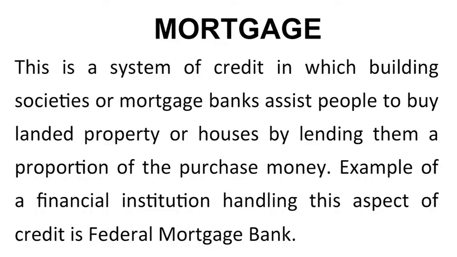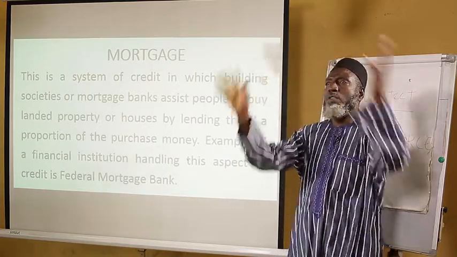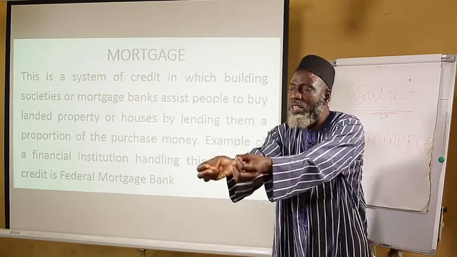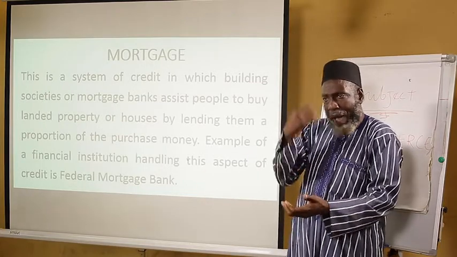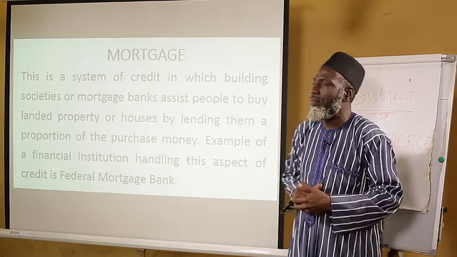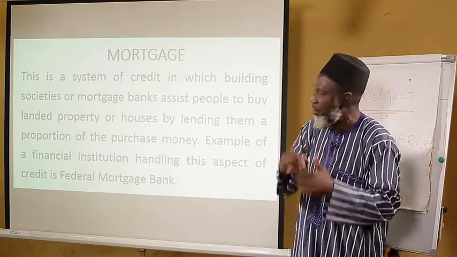What do we understand by a mortgage? This is a system of credit in which building societies or mortgage banks assist people to buy landed property or houses by lending them a proportion of the purchase money, a portion of the money required to have the house or the piece of land. In most cases, they build houses and give these houses in form of credit for the buyer to pay bit by bit, taking a longer period of time. That's what you mean by mortgage as a source or type of credit.